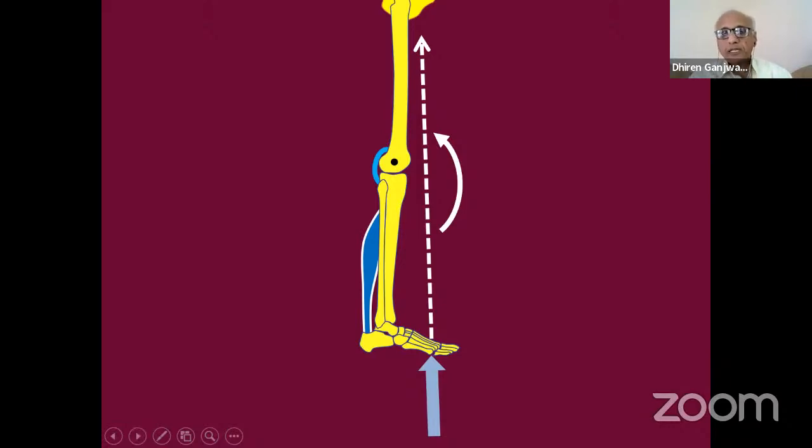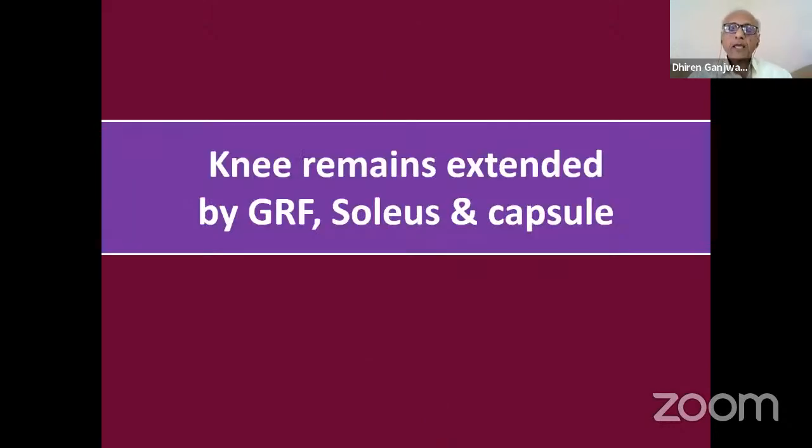But the more important thing is that it is the capsule which is preventing the knee hyperextension and locking the knee joint. So the ground reaction force from the front and the capsule from behind keep the knee in a neutral position without the help of any muscle. So the knee remains extended by the ground reaction force, soleus, and the capsule.